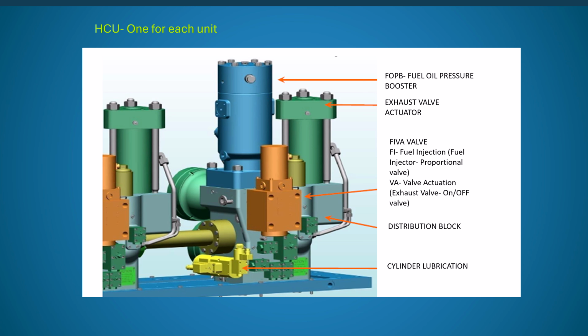Similarly, LFI will operate when the time comes for the exhaust valve to open for the particular unit. The engine control system will send a signal to the particular FIVA valve or ELVA valve. Now the ELVA, the electronic valve actuator, will allow the hydraulic pressure to enter the bottom of the hydraulically operated exhaust valve actuator, and this will move the piston up, moving the oil in the push rod.